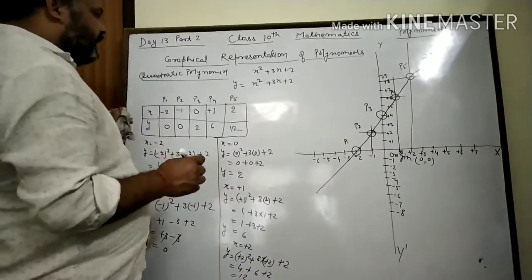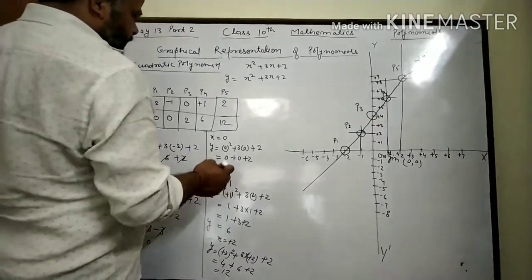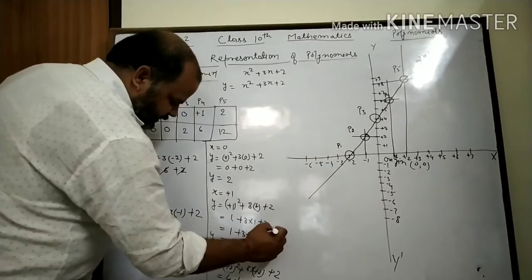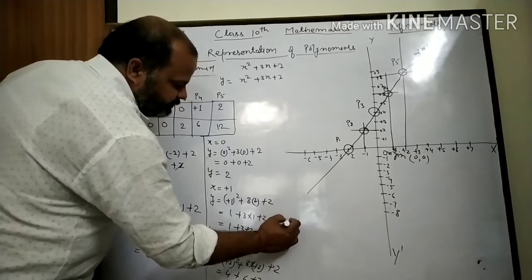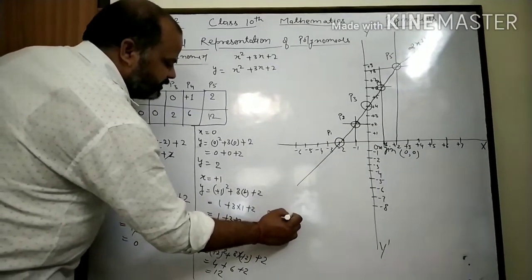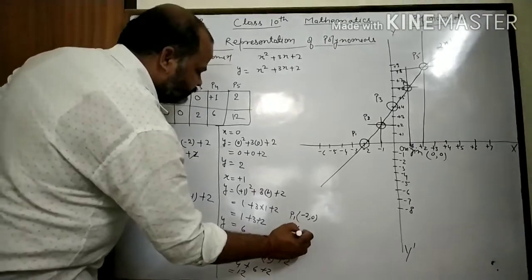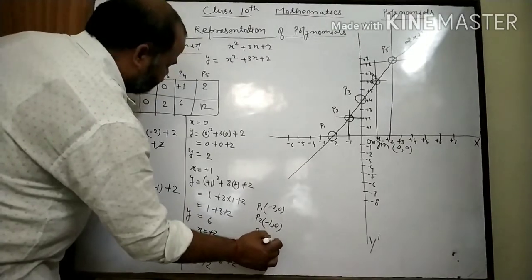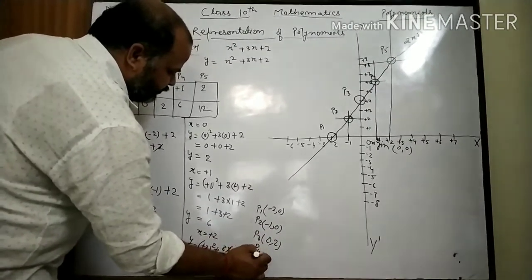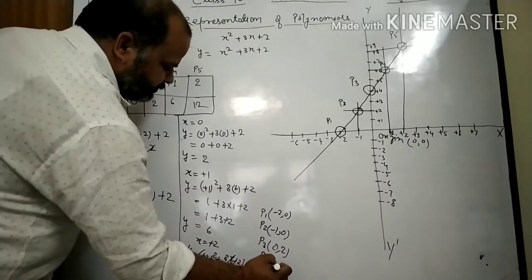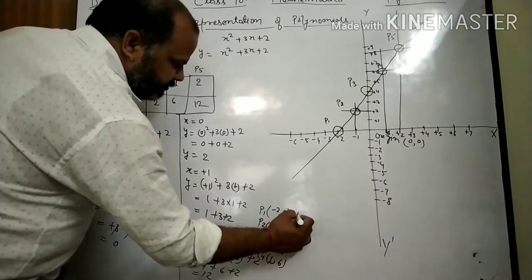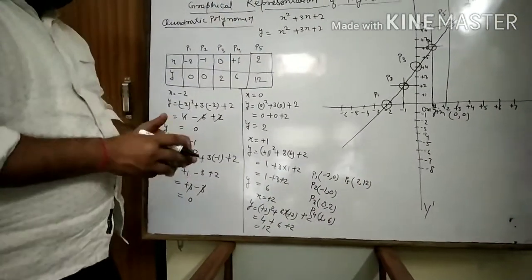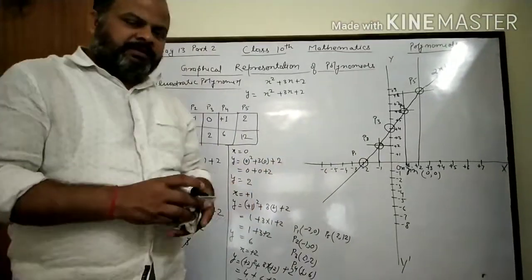Okay. Then we got the points. P1 is minus 2 comma 0, P2 is minus 1 comma 0, P3 is 0 comma 2, P4 is 1 comma 6, and P5 is 2 comma 12. We can plot all these points on the graph.